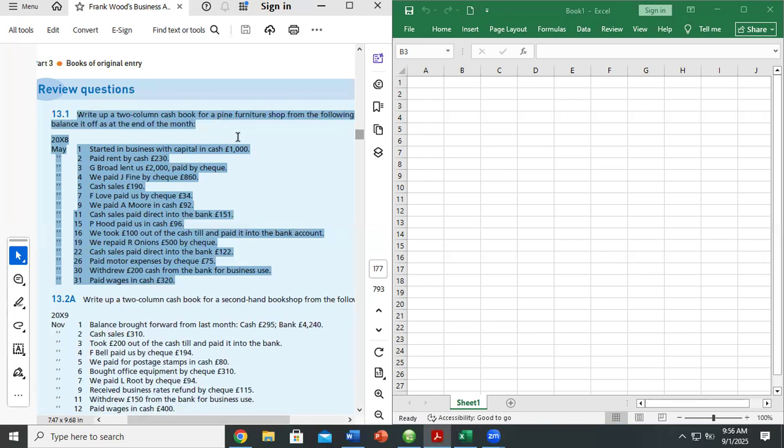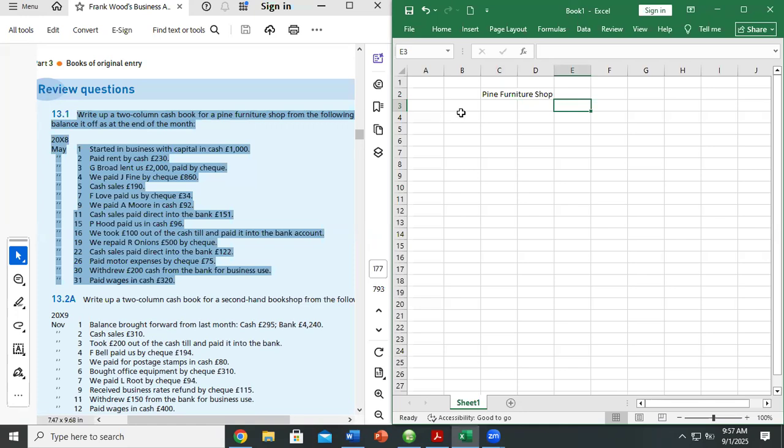So we are to write the two-column cash book. Here the question has indicated the type of cash book we have to prepare. So without wasting my time, first of all, the name. I've realized that most of you don't bother about the name of the business and the title of whatever you are preparing. This is very important. So this is for a pine furniture shop. You need to write the name of the business, and you also indicate that you are preparing the cash book. I indicated that you don't necessarily need to write two-column cash, just write the cash book.